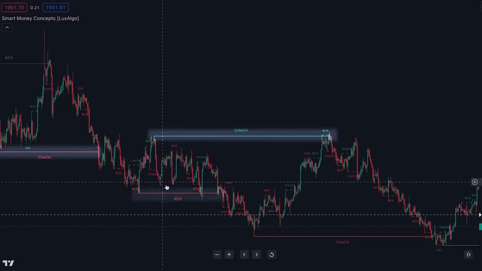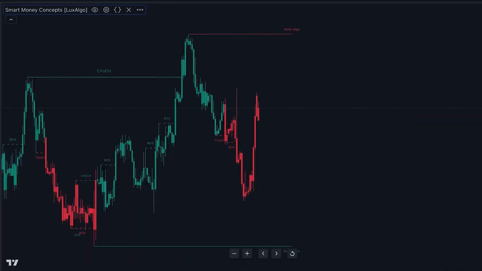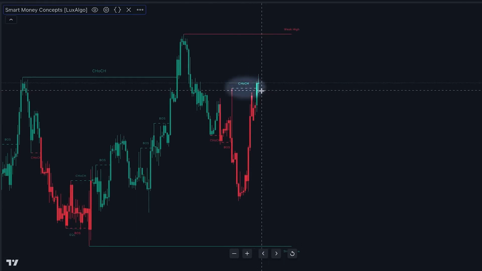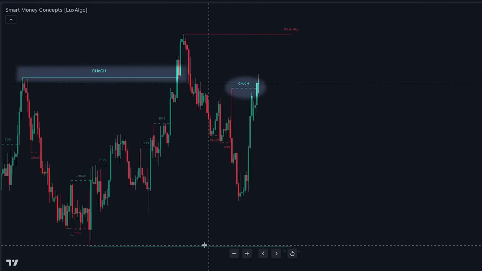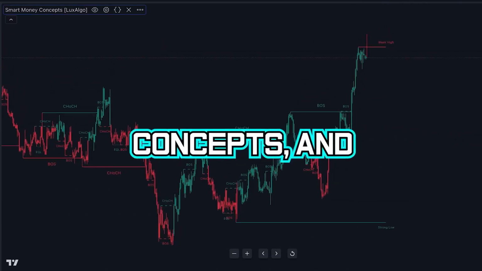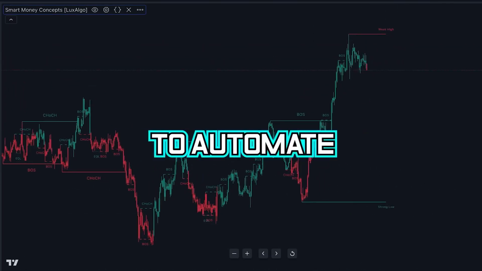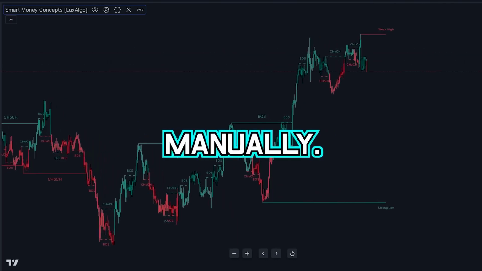We also have the swing structure feature, which if enabled will show you market structure, but based on a swing trading methodology. So let's say you have a regular change of character, you might want to enable swing structure to see what long-term structure we are currently in to have a better idea of where the market is heading in the long term. Next, we will be discussing some smart money liquidity concepts, and I will also show you a way to automate a lot of these strategies with alerts so you don't have to do them manually.